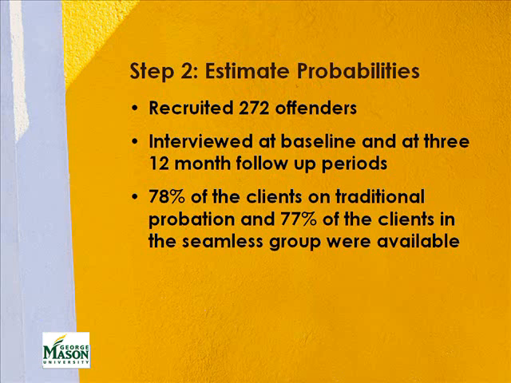In the seamless probation example, we used the first method. We recruited 272 offenders with extensive criminal justice histories and randomly assigned them to seamless and traditional probation. Offenders were interviewed at baseline and at 3 12-month follow-up periods to examine their utilization of various services. Of the clients, 78% on traditional probation and 77% in the seamless group were available for follow-up interviews.